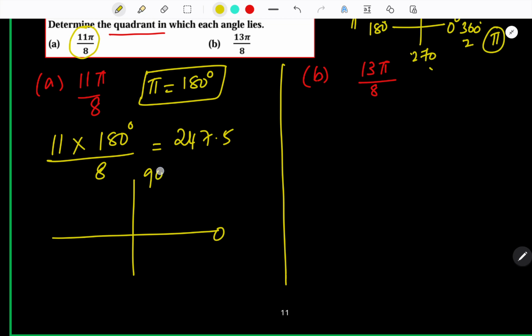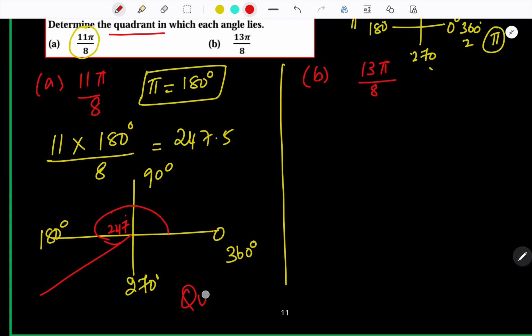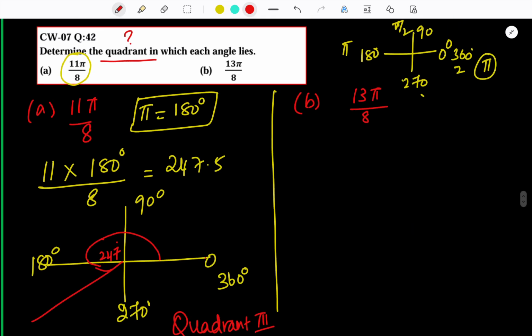This is your 0, this is 90, this is 180, this is 270, and this is 360. So where is your 247? It is not here, it is not here, it is here. So this is 247. What is your answer? The answer is quadrant 3. Okay, let's go for the next question.